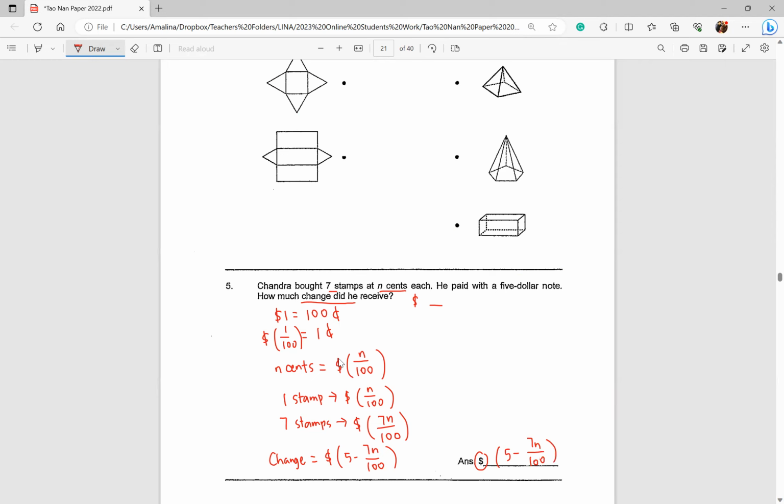Okay, can I choose to combine as a single fraction? Yes, it's possible. So alternative answers, you can also choose to combine your denominator. Alternative answers, you can also have dollar sign. If you combine this, means you get 500 for your numerator minus your 7n over 100. So this is another possible solution for question number 5. Okay?